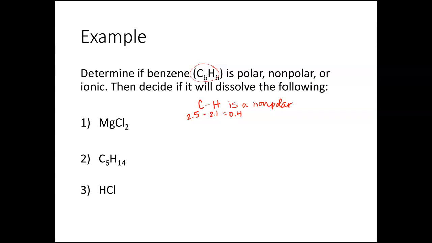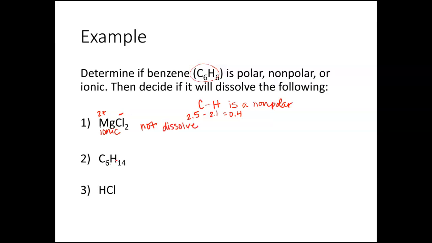So now we get to decide if it will dissolve these. First off, we have magnesium chloride. Magnesium chloride is an ionic compound because we know that magnesium is a metal that makes a 2+ charge, and chloride makes a 1- charge, and so it is an ionic compound, so it will not dissolve in benzene.